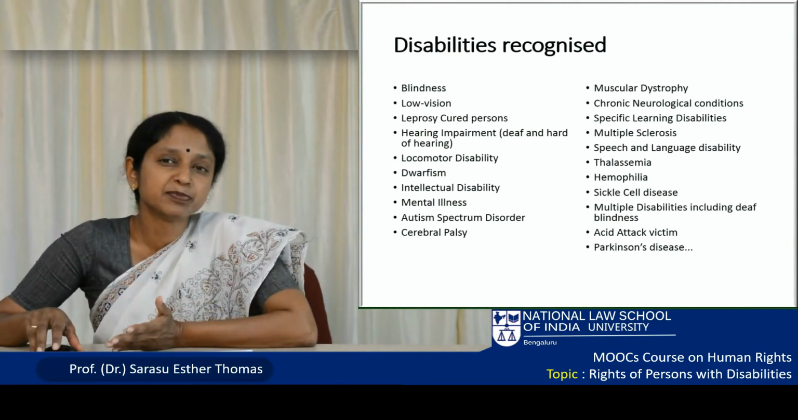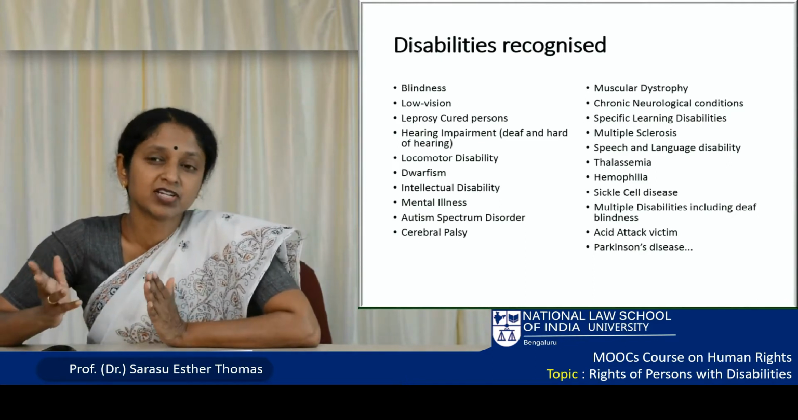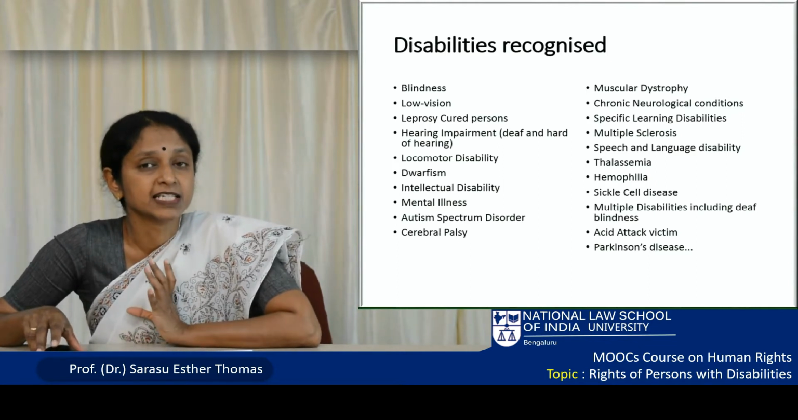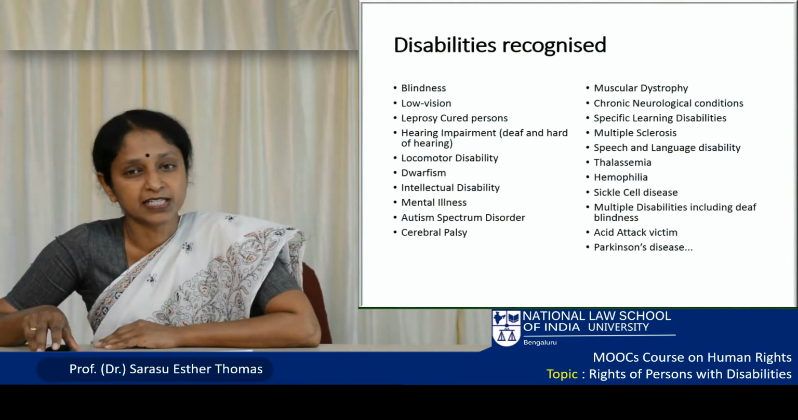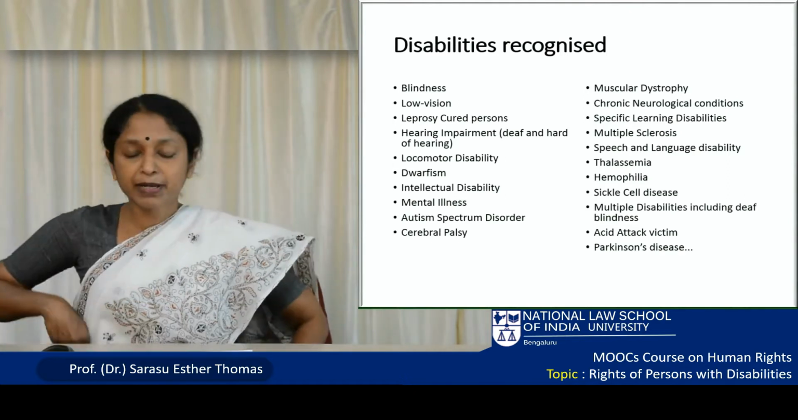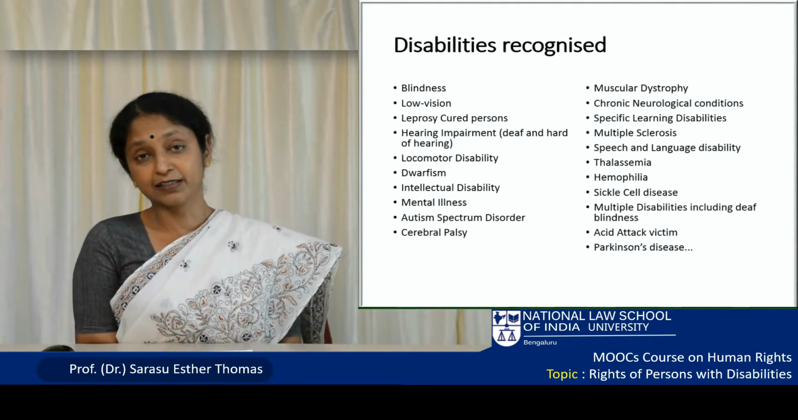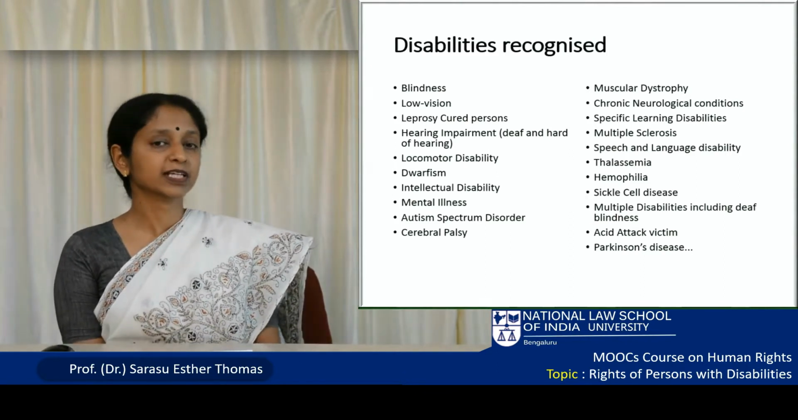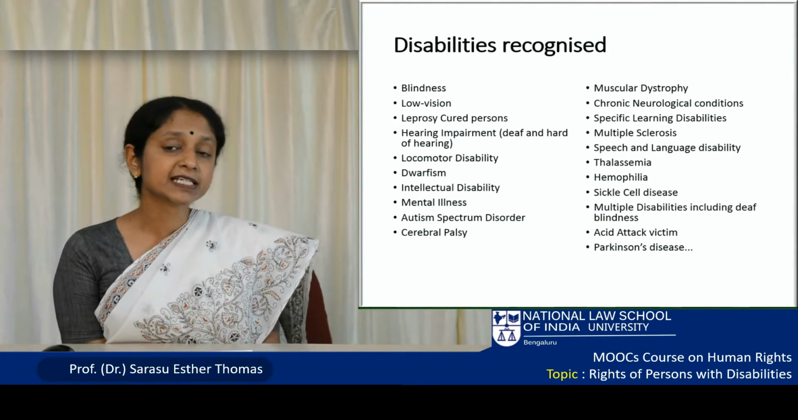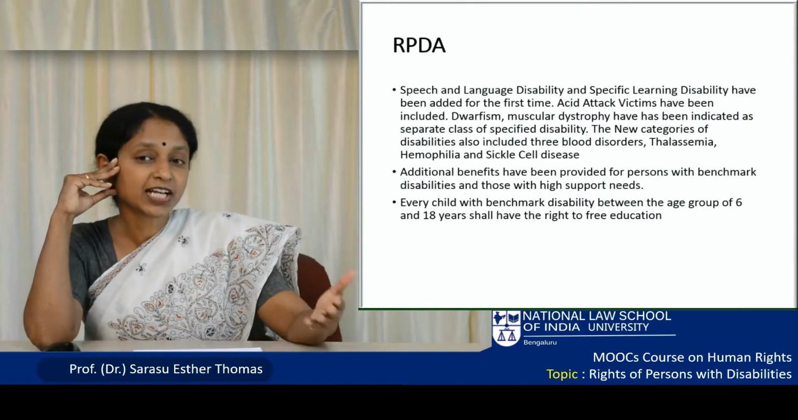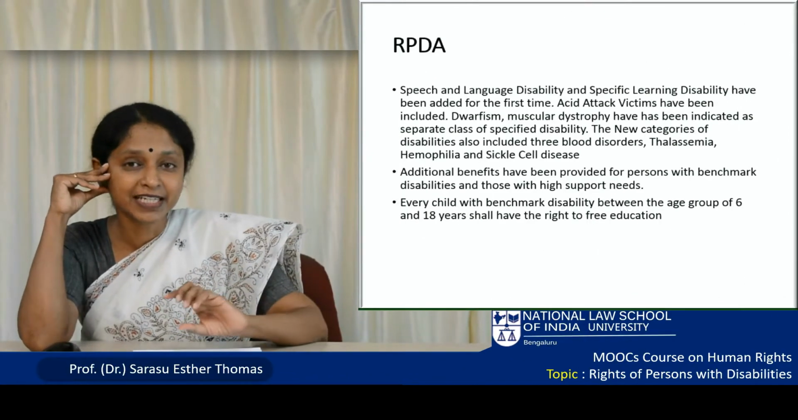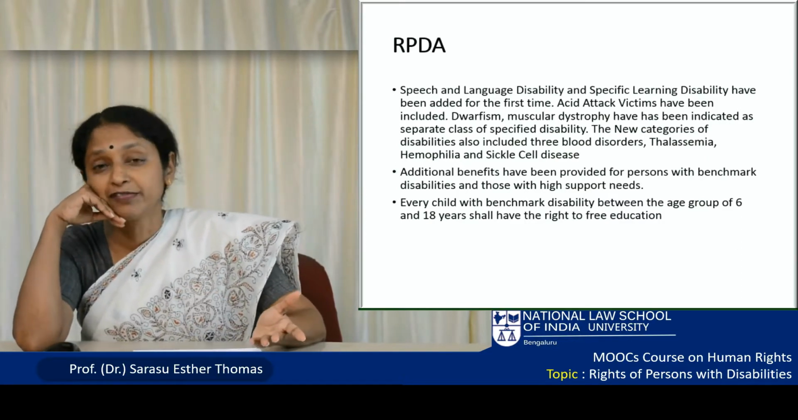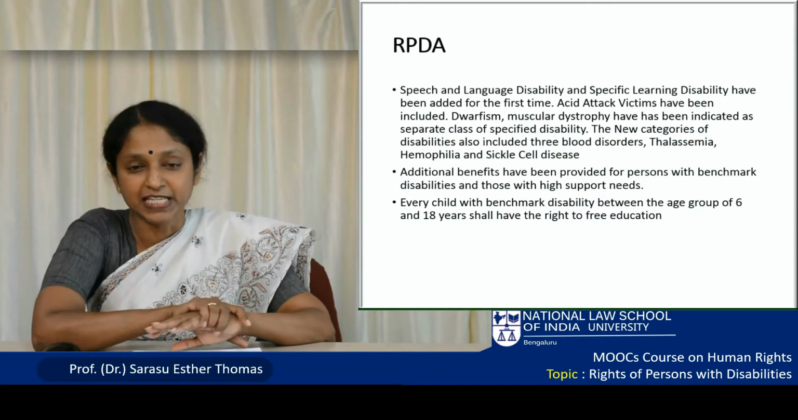So some of them are very particular to India, like acid attack victims, who are recognized as a category of persons with disabilities under the law. 3 blood disorders, which are not really considered disability in many jurisdictions, are considered disability here, including thalassemia, hemophilia, and sickle cell disease. So, speech and language disability and specific learning disability have been added for the first time. And so too have the 3 blood disorders, which we've seen in the list.